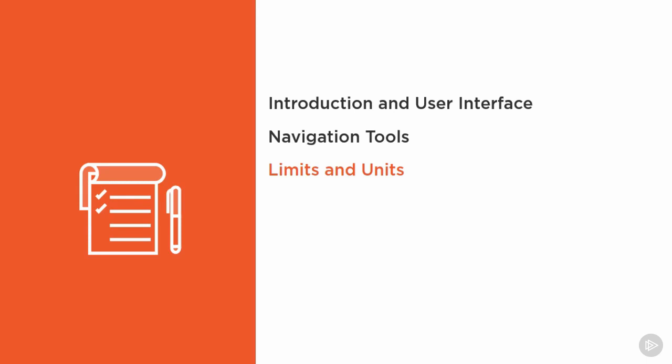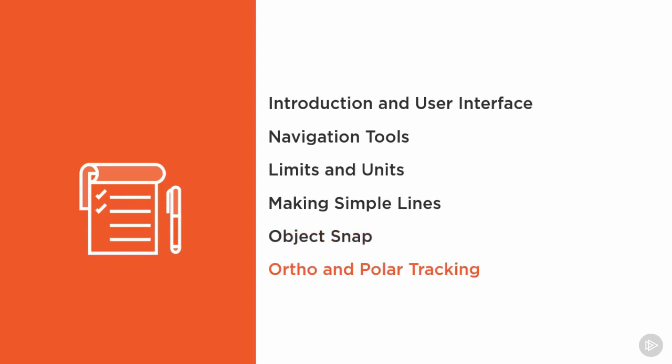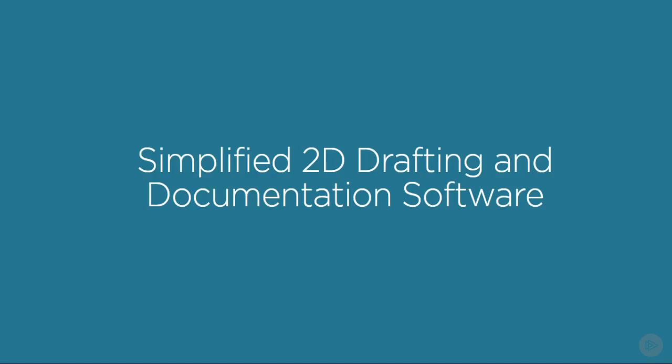After learning about limits and units, we'll learn the basics of making simple lines in AutoCAD, and then we'll learn about using Object Snap to make precise drawings. And in the end, we'll learn about ortho and polar tracking modes, and these modes can be used to make precise drawings in AutoCAD. So according to Autodesk, AutoCAD LT is a simplified 2D drafting and documentation software.